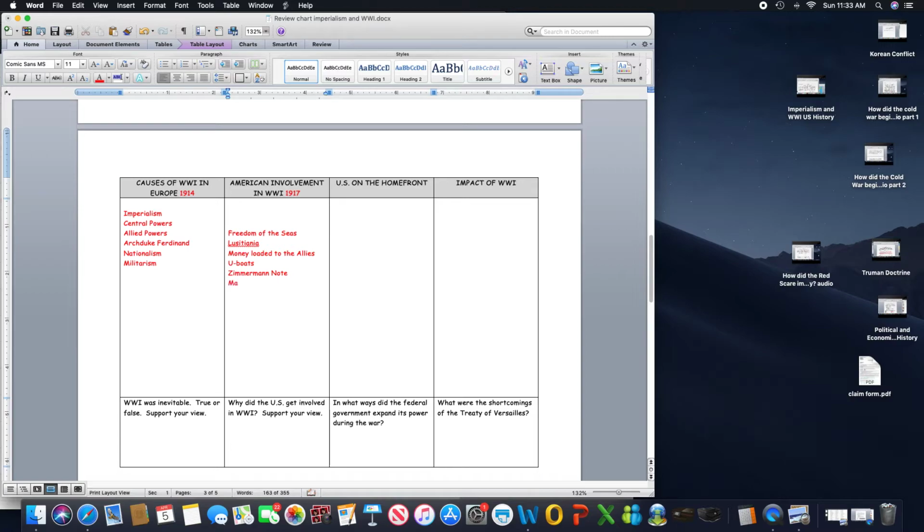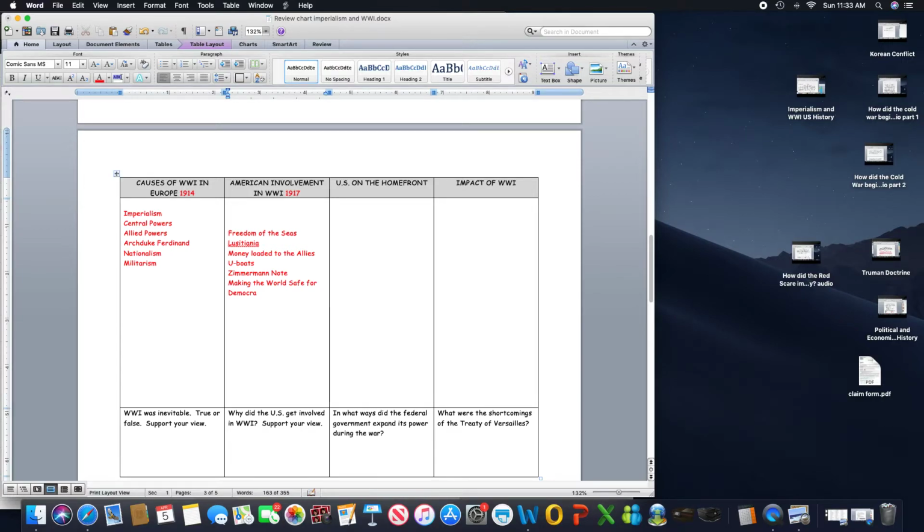Okay, then making the world safe for democracy. And this is the idea that Wilson said in his speech to Congress when he asked them to declare war, saying it's important for the United States to do this, to make the world safe for democracy. But remember, we're not fighting communists. We are fighting imperial powers.